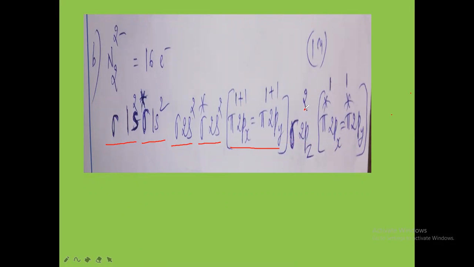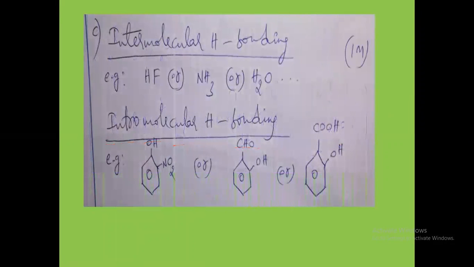So up to this, 14 electrons are completed. Still, we have 2 more electrons. The 2 more electrons will go to pi star 2px 1 electron, pi star 2py 1 electron. So up to this, how many electrons are completed? 8, 8 plus 4, 12, 12 plus 2, 14, 14 plus 2, 16. So this is the molecular orbital configuration for the N2 minus 2 species.